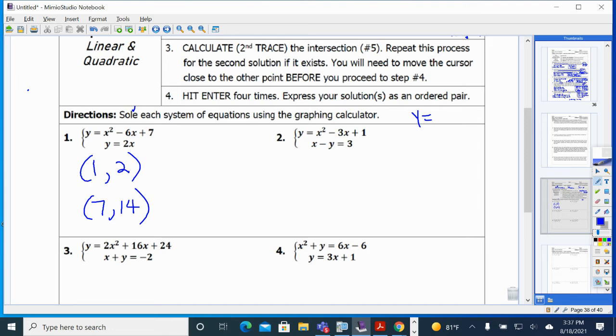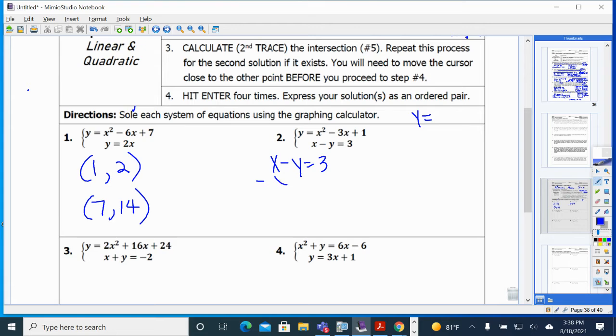Let's look at example number 2. Y equals x squared minus 3x plus 1. That one's good. The second equation is x minus y equals 3. That one does not say y equal. So I have to take the x minus y equals 3 and make it say y equal.